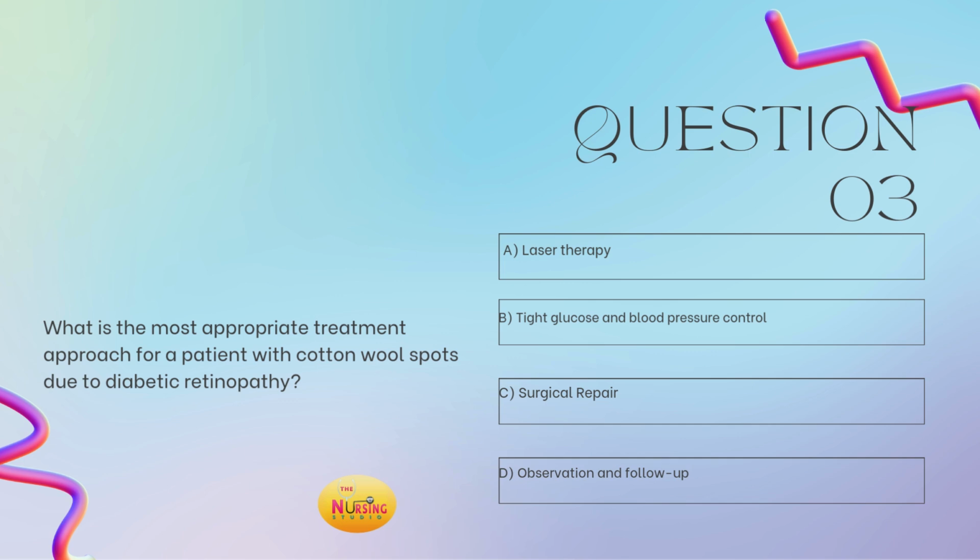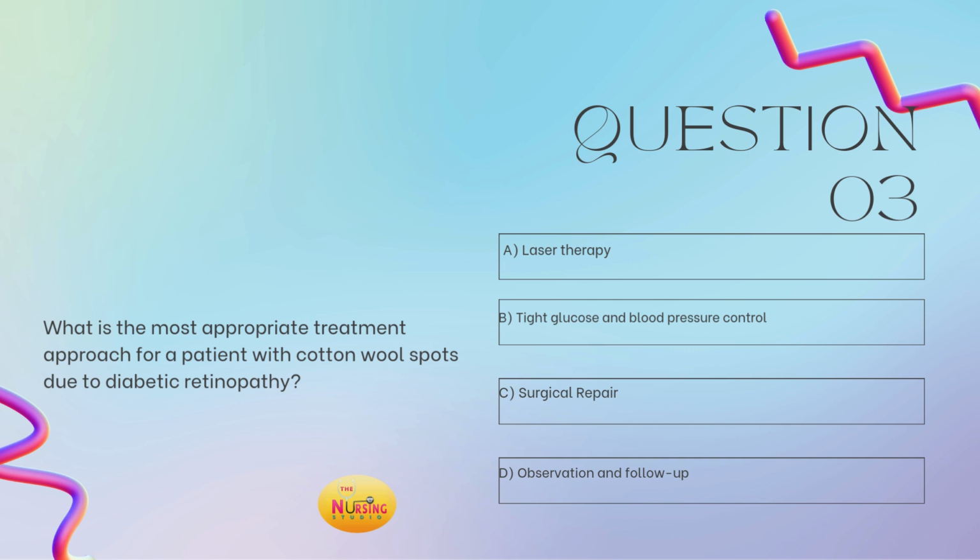All right. So, what is the most appropriate treatment approach for a patient with cotton wool spots due to diabetic retinopathy? And your best answer is B. You want to tightly control that glucose and blood pressure. Again, diabetic retinopathy and hypertensive retinopathy are the main causes for cotton wool spots, with diabetic retinopathy being the most common one at the top, okay?